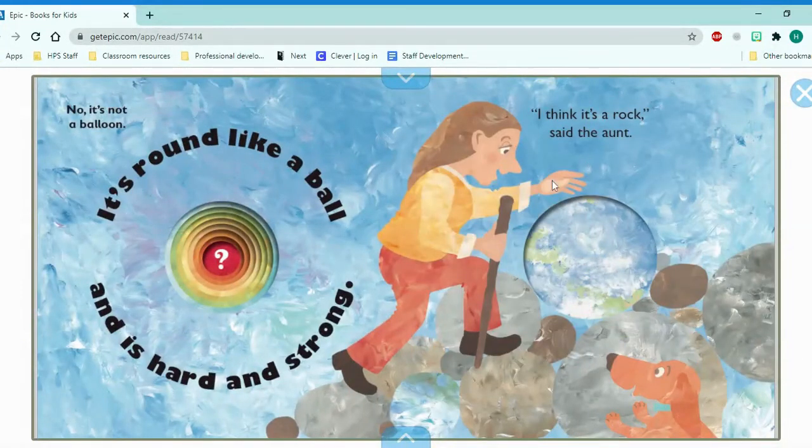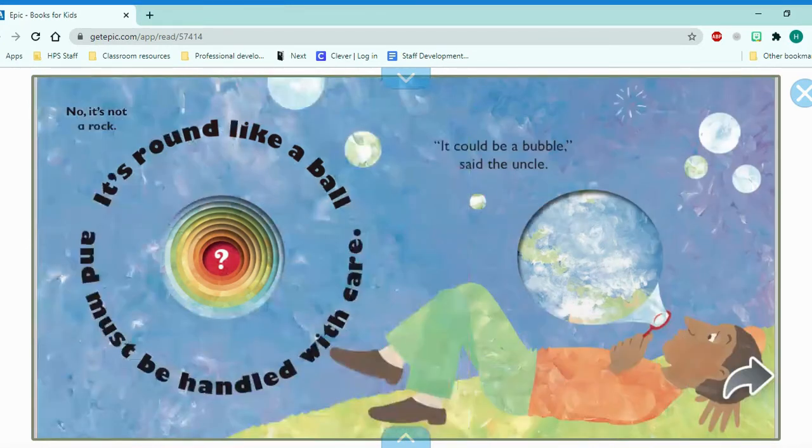Can you guess what this is? I think it's becoming clearer what it is. "No, it's not a balloon. It's round like a ball and it's hard and strong." "I think it's a rock," said the aunt. "No, it's not a rock."